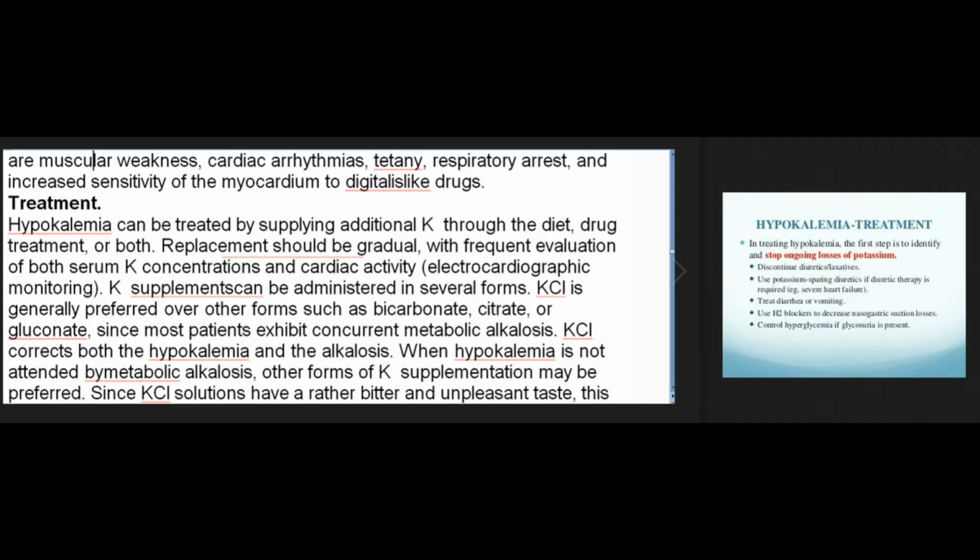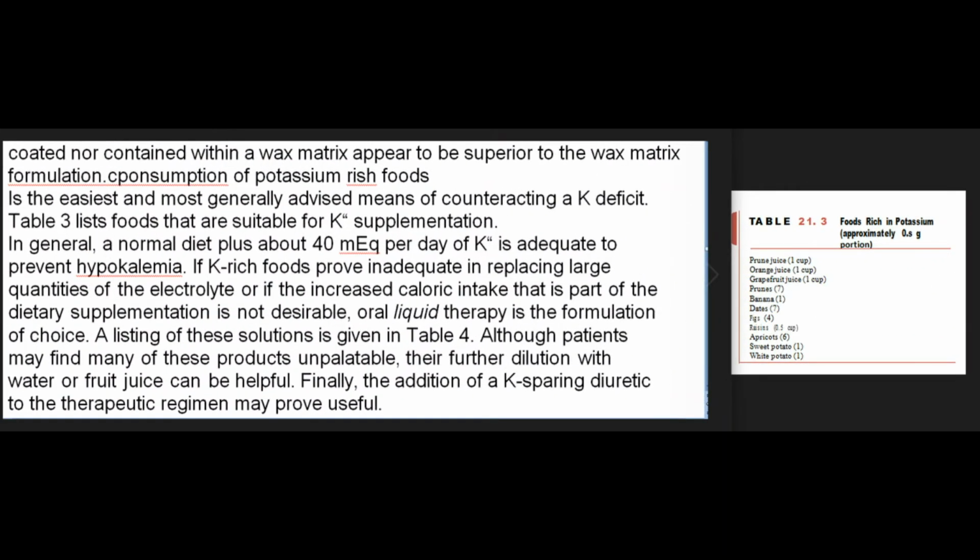Since KCl solutions have a rather bitter and unpleasant taste, this salt was formerly given as an enteric-coated tablet. However, the rapid release of KCl from the tablet after it entered the small intestine was responsible for severe local ulceration, hemorrhage, and stenosis, especially when there was a delay in gut transit time. Therefore, the enteric-coated tablets have been withdrawn.